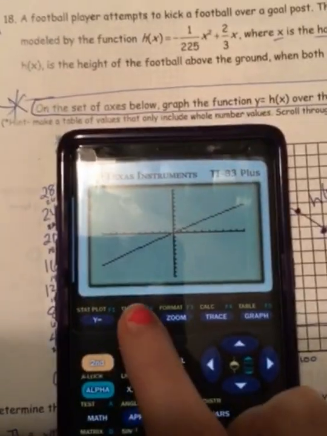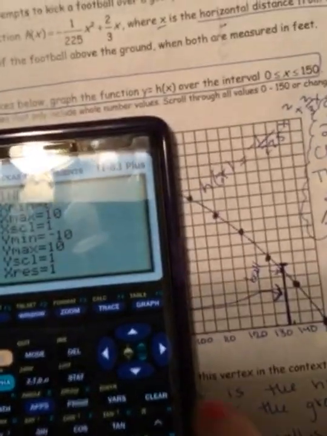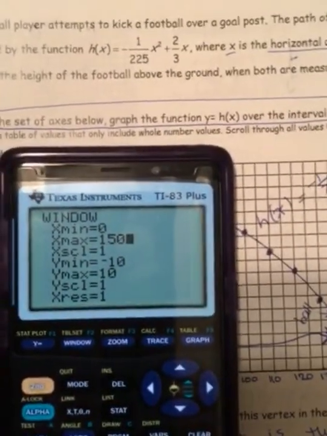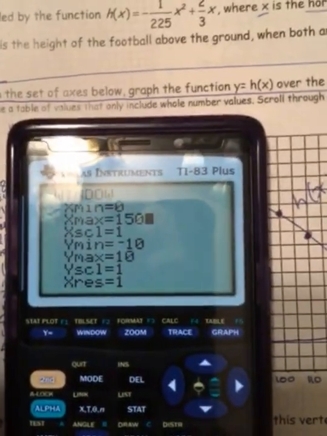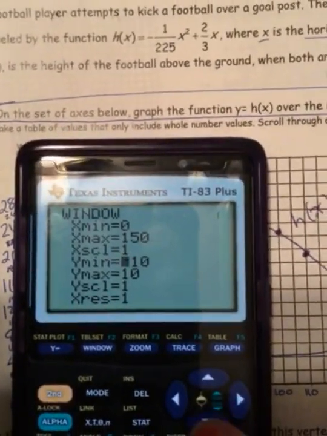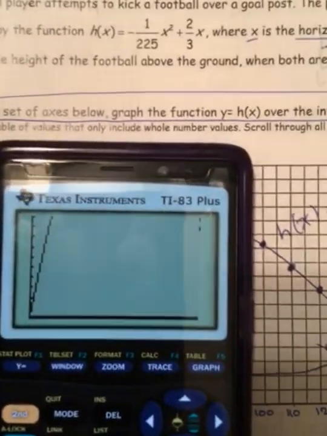So let's try this. We have to go to the window. So I'm going to go to my window. I want x min to be 0, and I want x max to be 150. Now think of this. I'm kicking a football. Can this football start from below the ground? I hope not. So I'm going to bring y min down to 0, and now I'm going to graph this.